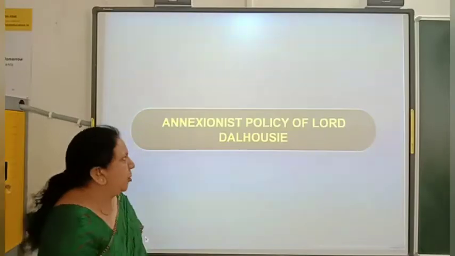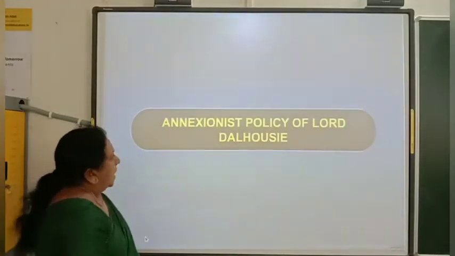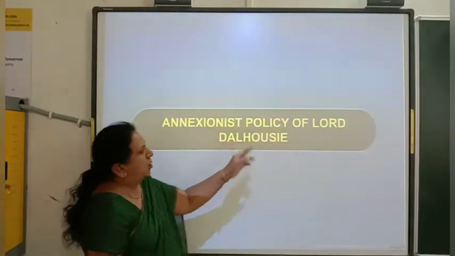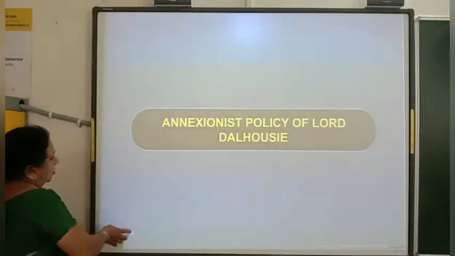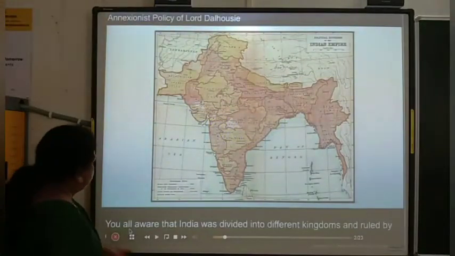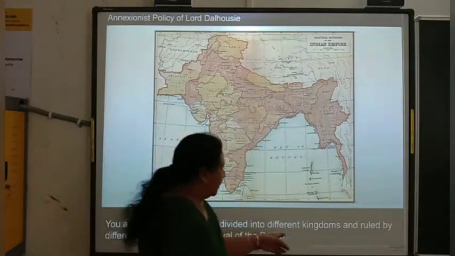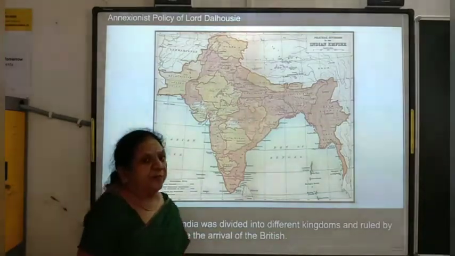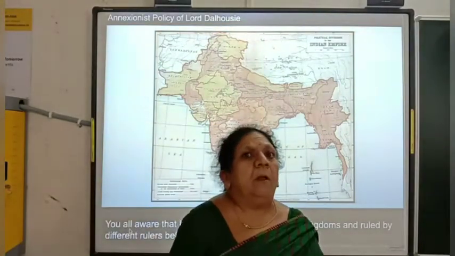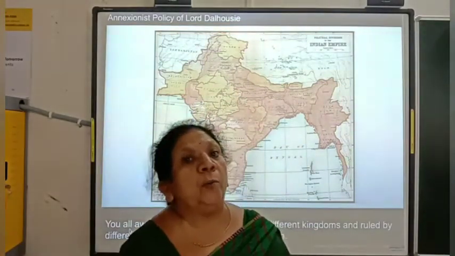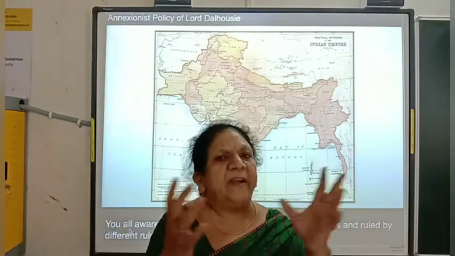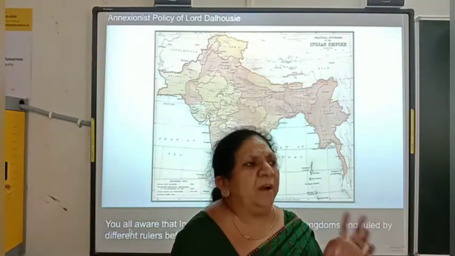See student, you have studied about the expansion policy. Now we are going to study about the annexation policy of Dalhousie. What was it? You are aware that India was divided into different kingdoms ruled by different rulers before the arrival of the British. Before the British, many kings had their own provinces. Province means one part. Whole India was divided into different parts.